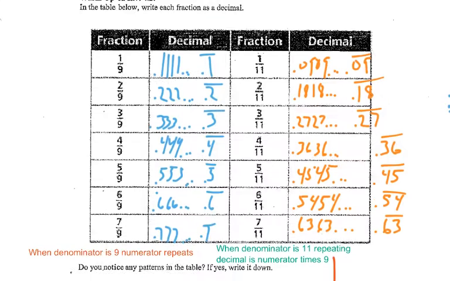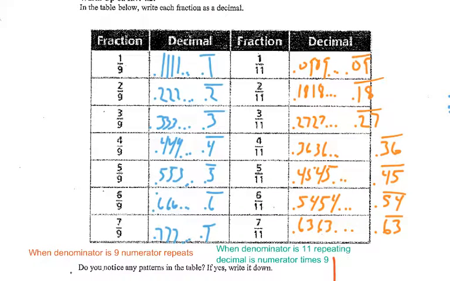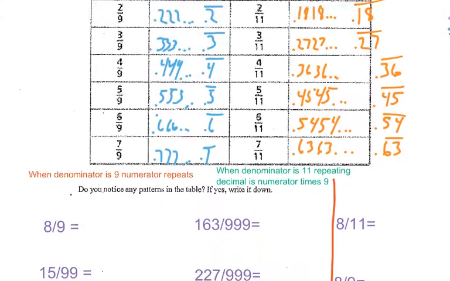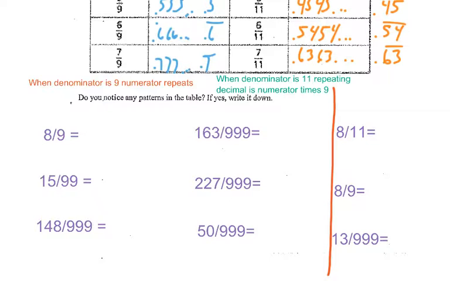So one of the things that we can conclude here, and go ahead and write this down underneath, the pattern: when the denominator is 11, the repeating decimal is the numerator times 9. So it's a multiple of 9 will be the repeating value. Okay? So a couple neat little patterns here. When you have 9 on the bottom, the numerator just repeats. When you have 11 on the bottom, just multiply the numerator by 9 to get your repeating decimal. Okay? So take a look down here at these problems. Now these aren't on your page, so go ahead and write these down as I do them.